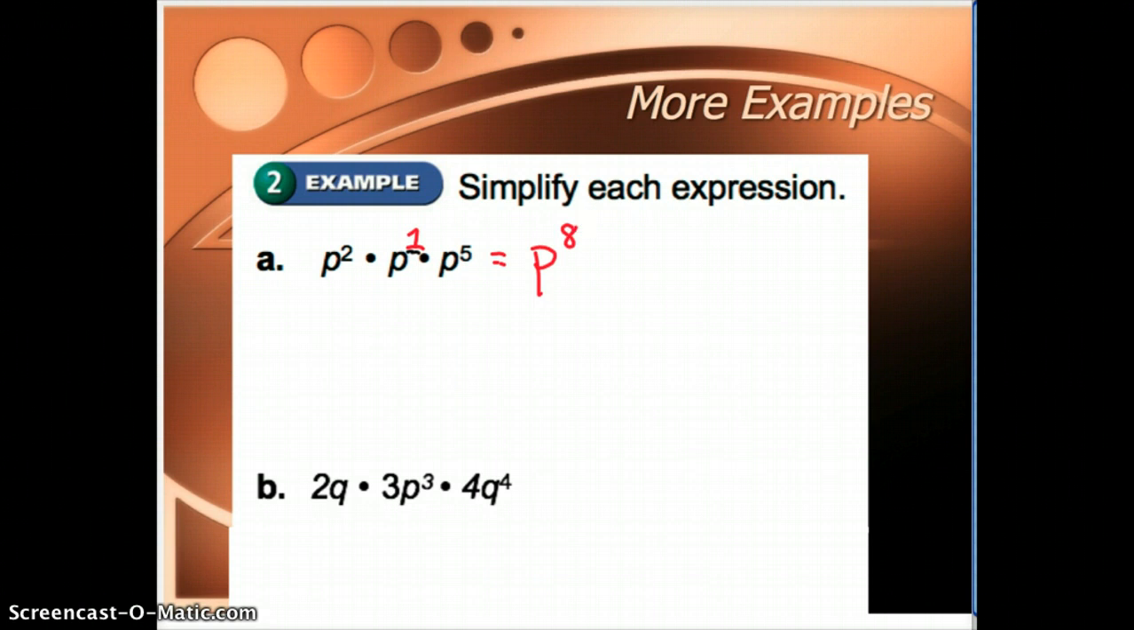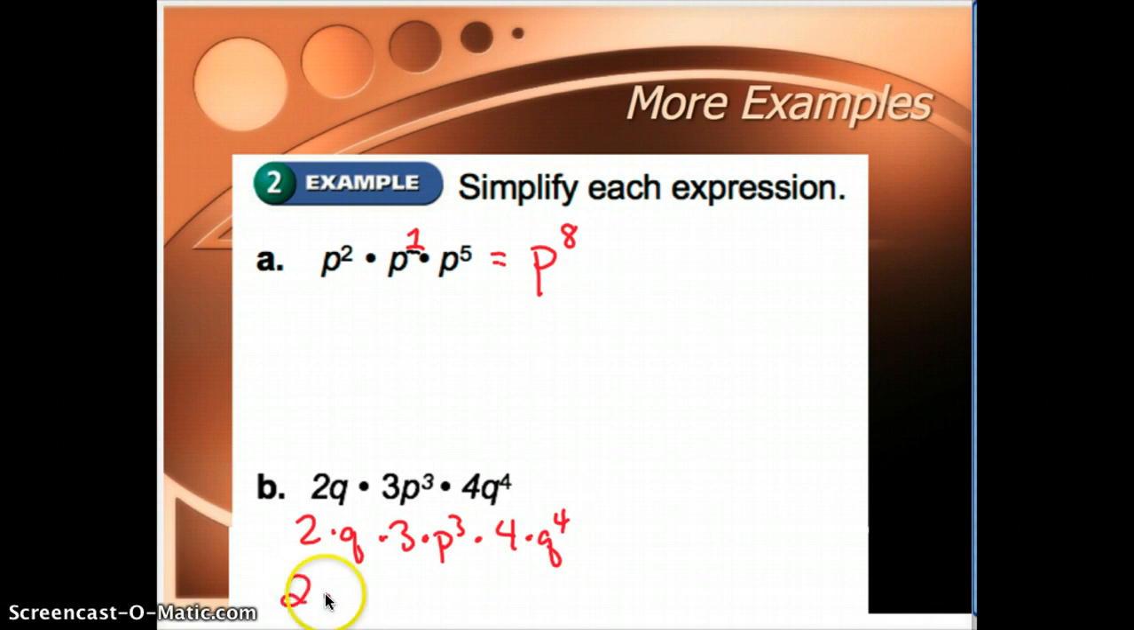All right, and this last one, 2q times 3p to the third times 4q to the fourth. What is very important here again is that this entire thing is multiplication. 2q means 2 times q. This means 3 times p to the third. This means 4 times q to the fourth. This entire problem is multiplication, of course, with the exception of the exponents. So we could rearrange this in any order that I wanted.